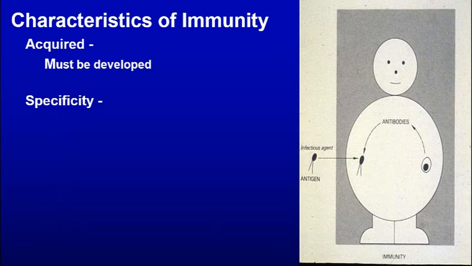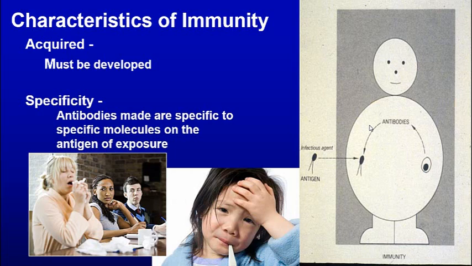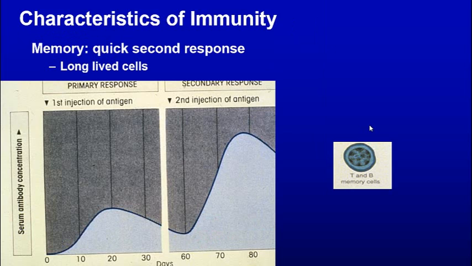So whatever antigens you're exposed to, that's what the body is going to mount the immune response to. And so antibodies are made specific to the molecules that they have. And here we see someone sneezing, and someone's got a head cold there. Stuffed up feeling that may result. Also, it has memory. It's a quick second response.